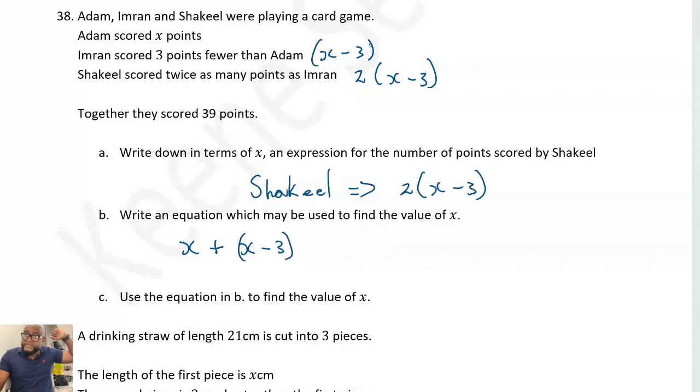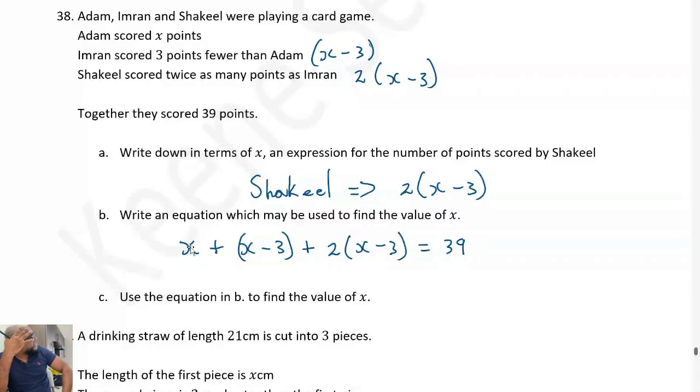Now I could put it in brackets, or I don't need to because there's no number in front here. We'll leave it for now. Plus, what did Shakil get? 2 by X minus 3. And together they scored 39. Boom, bang. That's an equation. An equation is equal to something. Let's see how awesome these questions are.